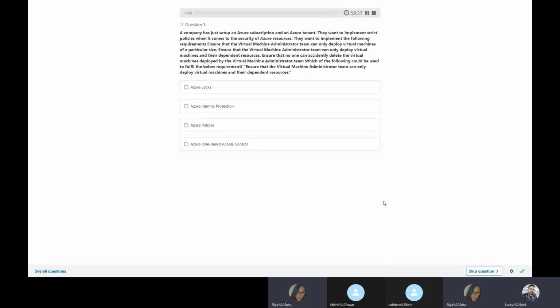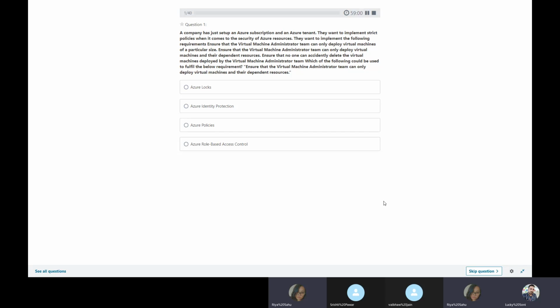A company had just set up an Azure subscription and an Azure tenant. They want to implement strict policies when it comes to the security of the Azure resources. So they want to implement the following requirements. Ensure that the virtual machine administrator team can only deploy virtual machines of a particular size. Ensure that the virtual machine administrator can only deploy the virtual machine and their dependent resources. Ensure that no one accidentally deletes the virtual machine deployed by the virtual machine administrator team.